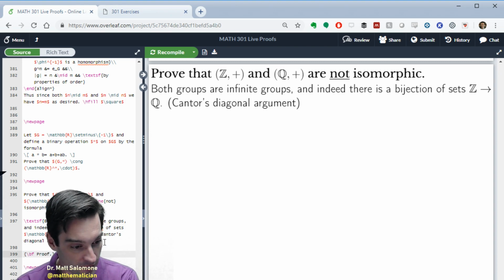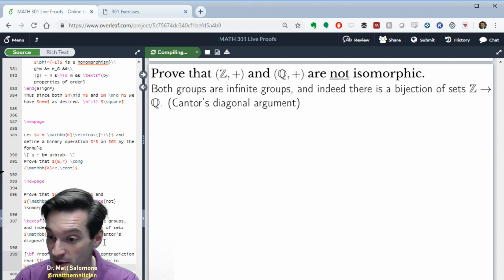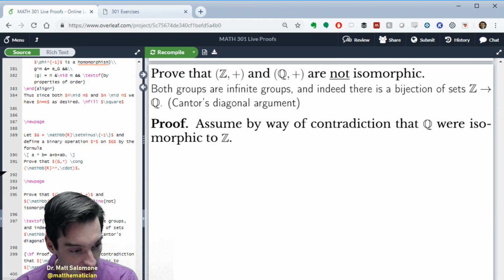Assume, by way of contradiction, that Q were isomorphic to Z. We'll come up with some way of deriving a contradiction. Well, by the number line theorem, this ensures that Q is an infinite cyclic group.